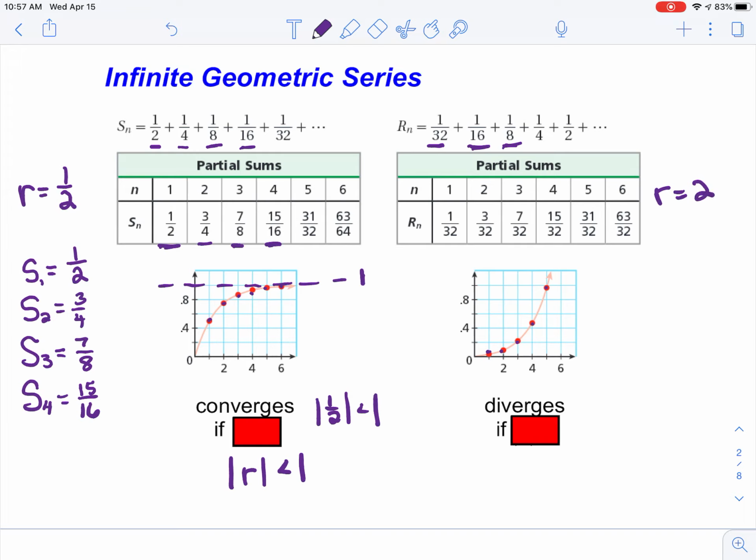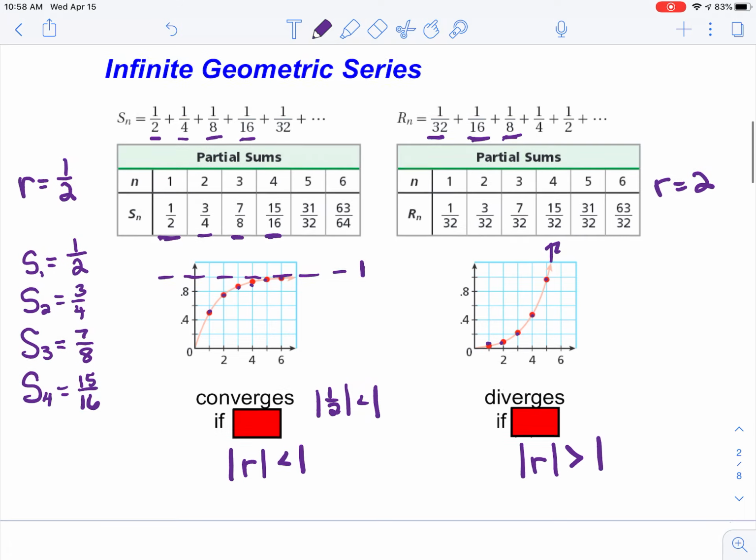So what is my R value on this one? My R value is 2, and it's going to keep going up and up forever and ever, which means it diverges. That means it's never going to get to one single number. So if the absolute value of R is greater than 1, it's going to diverge, which means go to infinity.